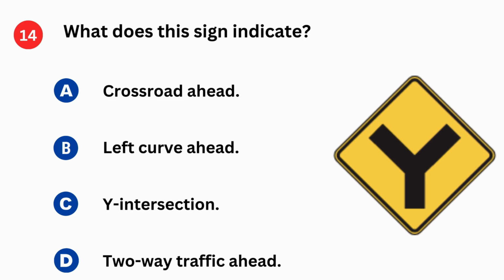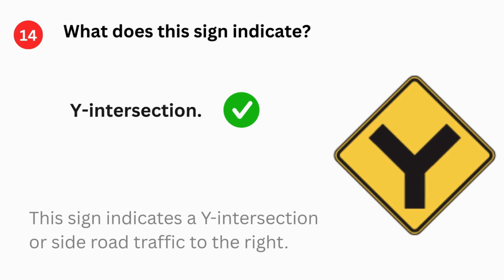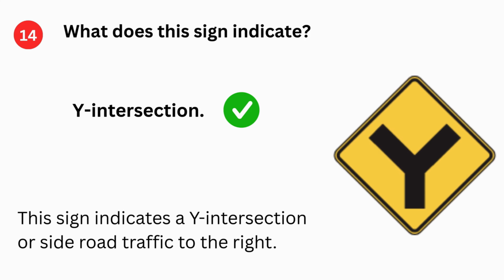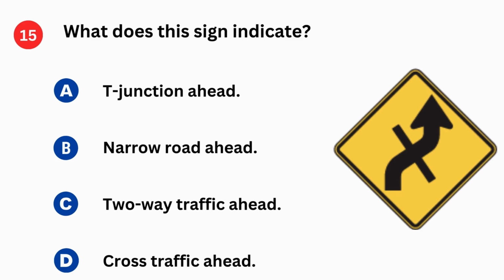Options are A. Crossroad ahead. B. Left curve ahead. C. Y intersection. D. Two-way traffic ahead. Y intersection. Explanation. This sign indicates a Y intersection, or side road traffic to the right. What does this sign indicate?